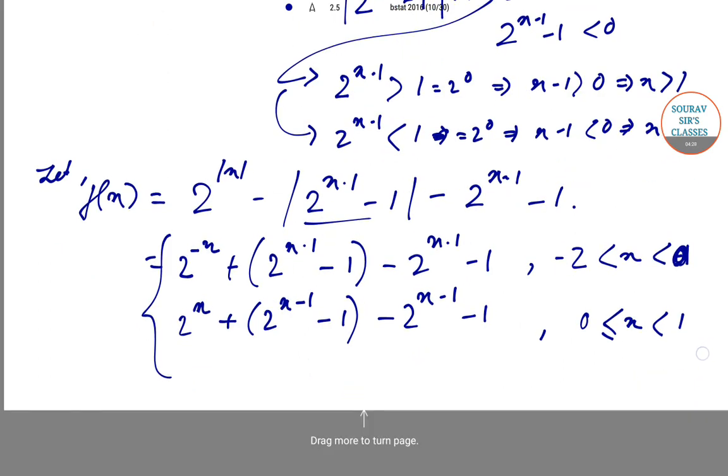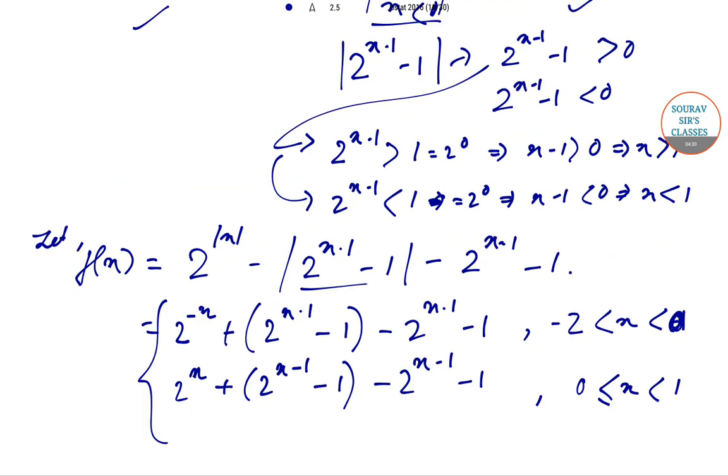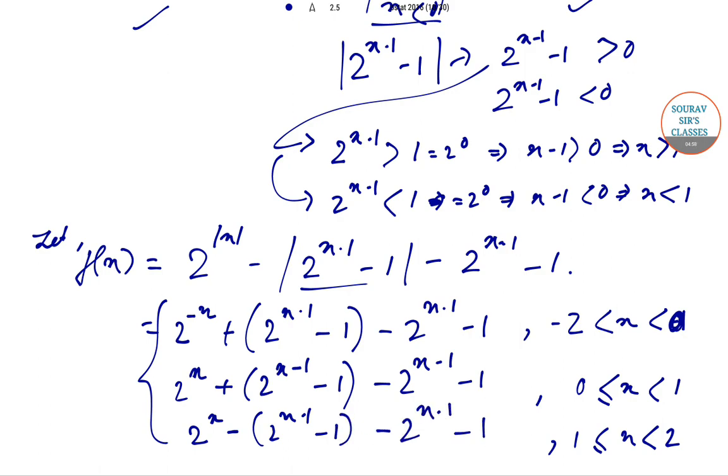And the third part will be when x lies between 1 is less than or equal to x less than or equal to 2. In that case 2 to the power mod x will be equal to 2 to the power x, and for x greater than 1, this part is greater than or equal to 0, so we can write plus, this part will remain the same, minus of 2 to the power x minus 1 minus 1 minus 2 to the power x minus 1 minus 1. So we have broken it down.